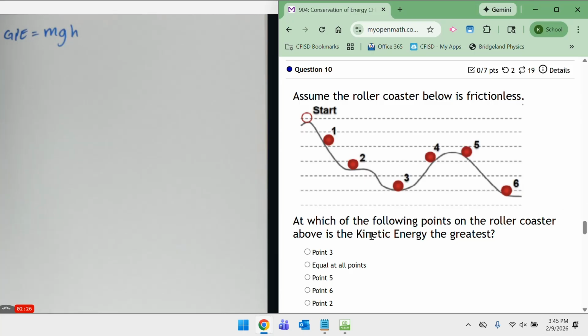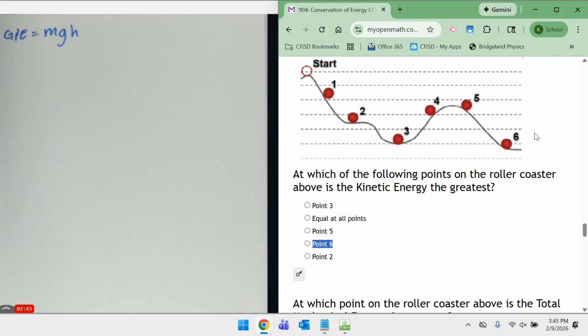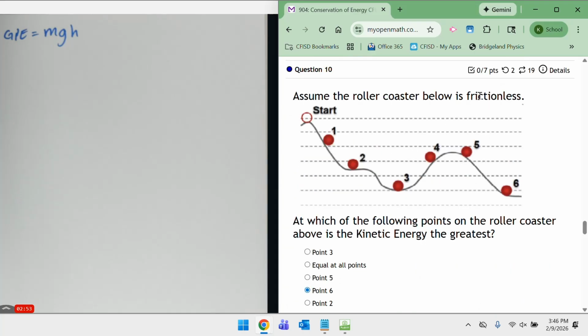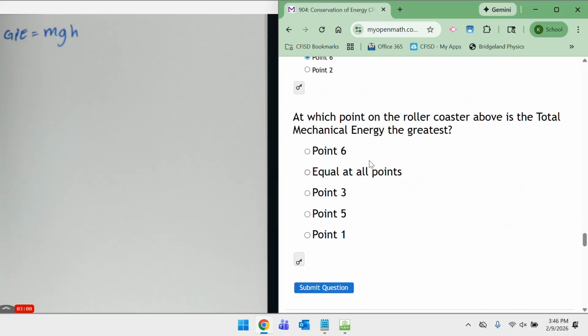So where is the kinetic energy greatest? That's going to happen at the point where the GPE is least, where the height is lowest, which would be either point 3 or 6. I do have a choice for point 6 on this one. These are randomized. Sometimes it's not a choice. Pick your lowest point for your diagram. On mine, that's point 6. Follow-up question, where is the total mechanical energy greatest? And this is that trick question, because if it's frictionless, we just said that we're going to assume total mechanical energy remains the same, which means it's the same everywhere.